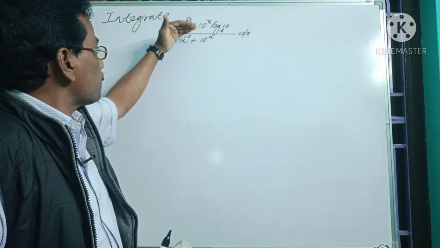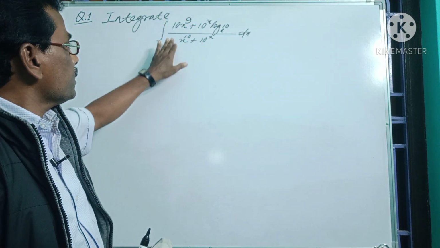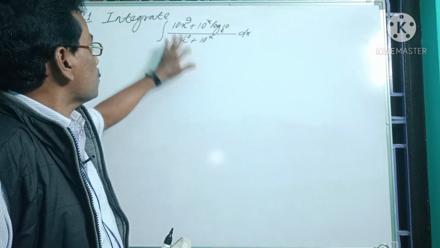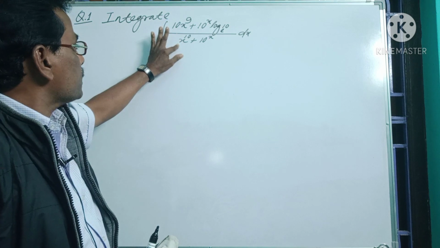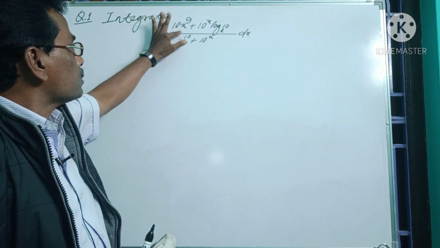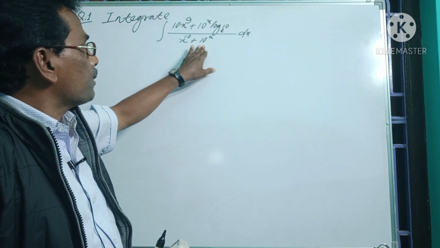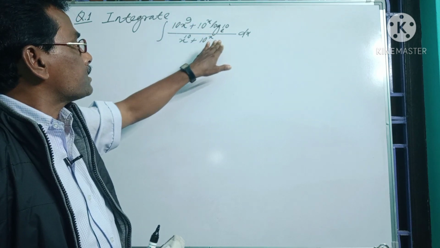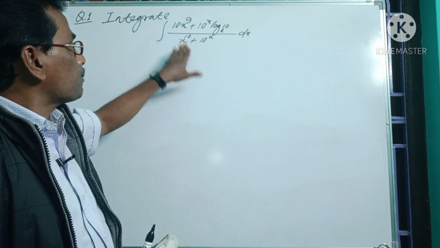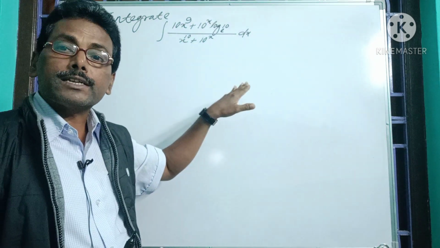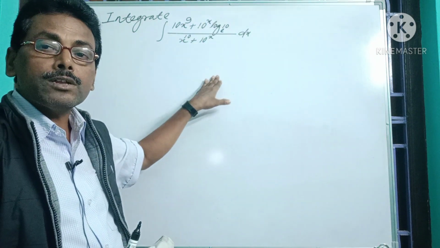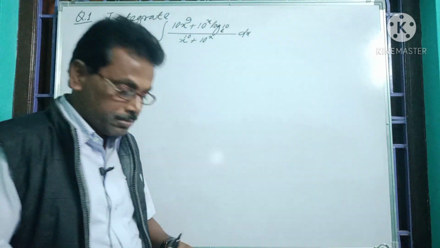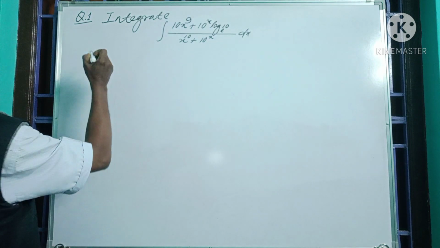Let us carefully observe the integrand. If we differentiate the denominator of the rational function, it will give us the numerator. The derivative of x to the power 10 is 10 x to the power 9, whereas the derivative of 10 to the power x is 10 to the power x into log of 10 with the base e. So it is clear that the derivative of the denominator is nothing but the numerator.